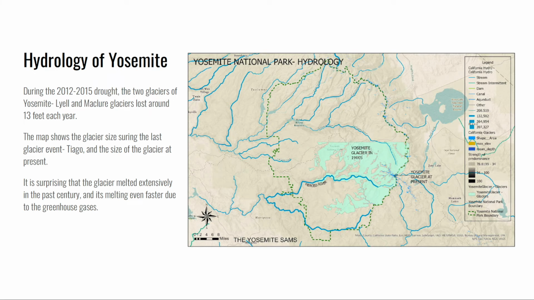The map on the next slide showcases the size of the glacier in 1900s and the size of the glacier at present. We can clearly see that the climate change has led to the fast melting of these glaciers, and the impact is so huge on the hydrology of Yosemite, contributing to the existing water shortage in California.